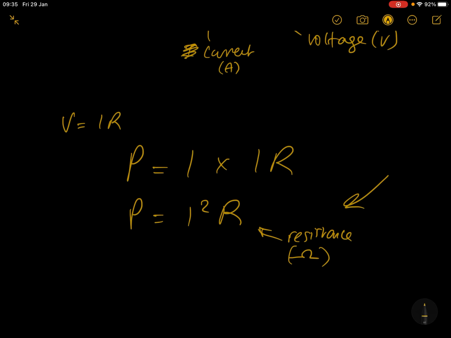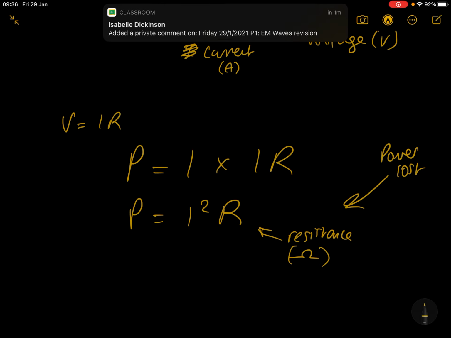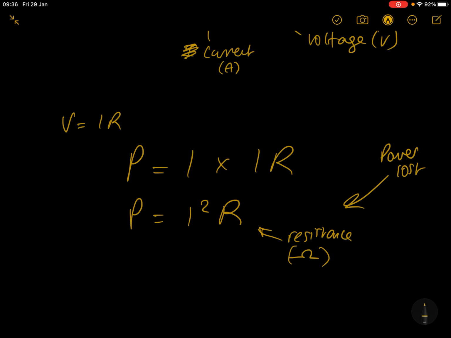Just a quick note, this one is very often used to show power lost. So if, for example, you're looking at the national grid, they really like this one to demonstrate power loss. And the reason they do that is because it depends on the current so much. So if you have a high current, because it's current squared, you show that you lose an awful lot of power there.